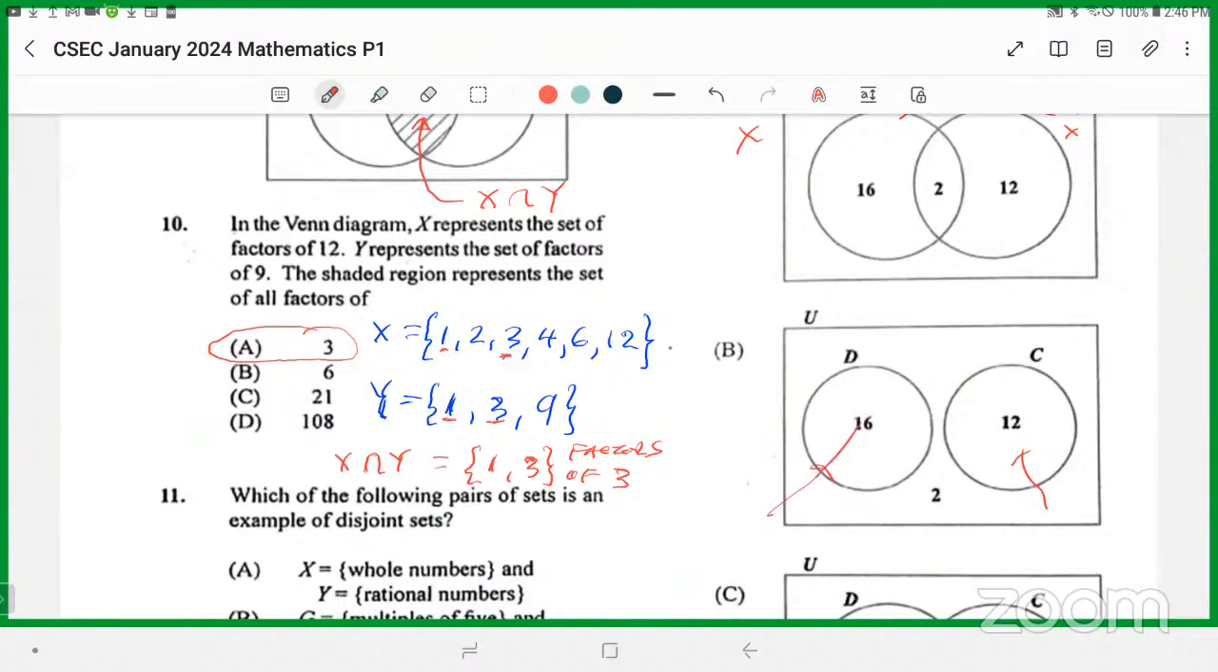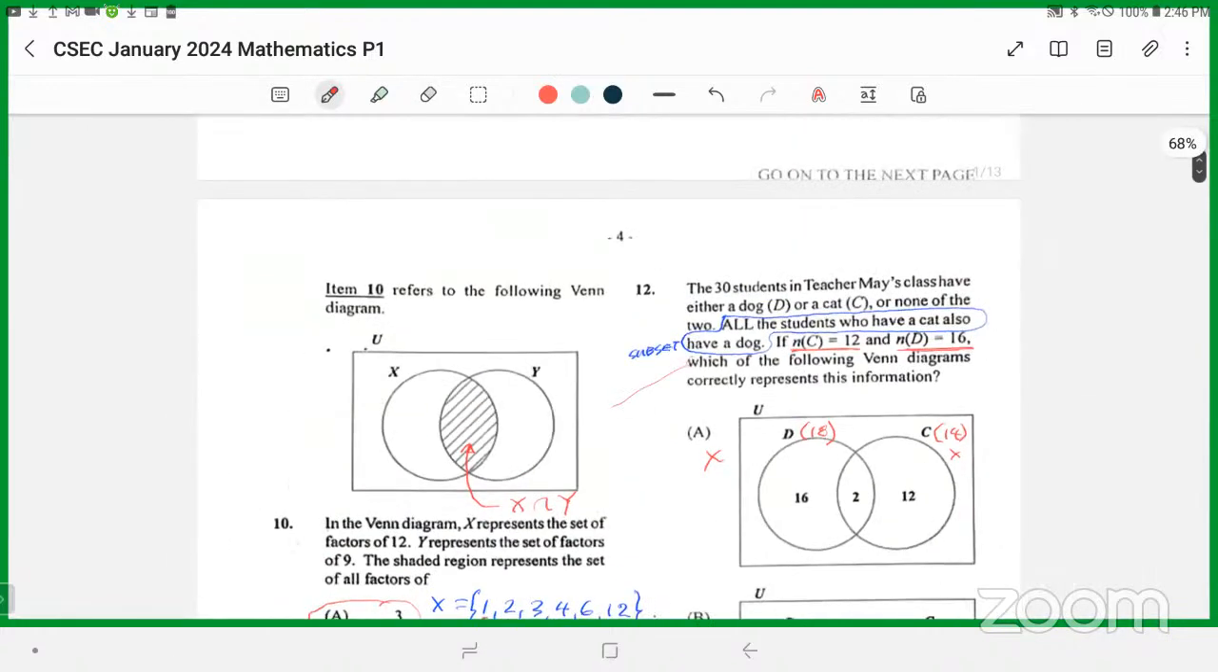This set is basically saying that anybody who has a dog, none of them has a cat. There's nobody who has a dog and a cat. That's what this is basically saying now. These are disjoint sets, but that is not what was said in this statement. So that is what is making this one incorrect.